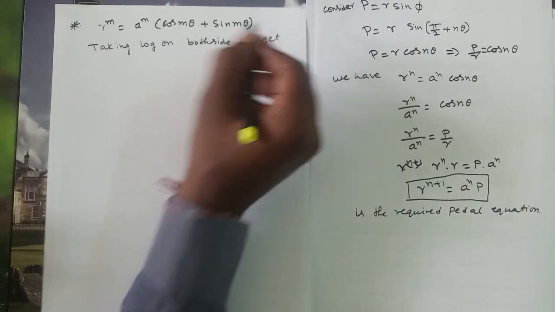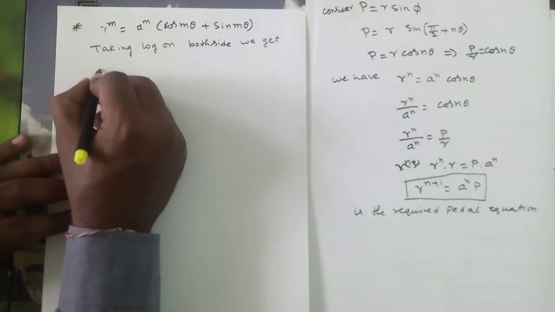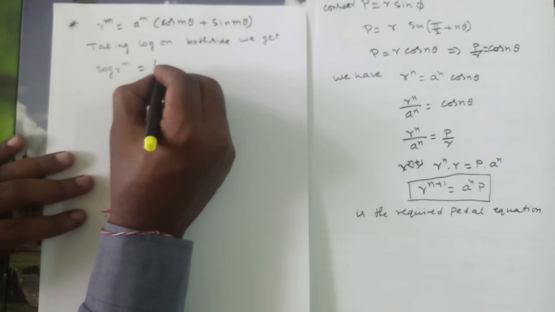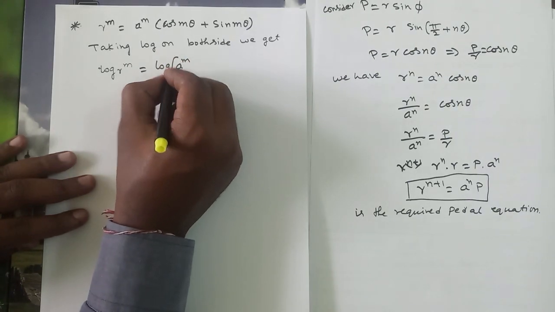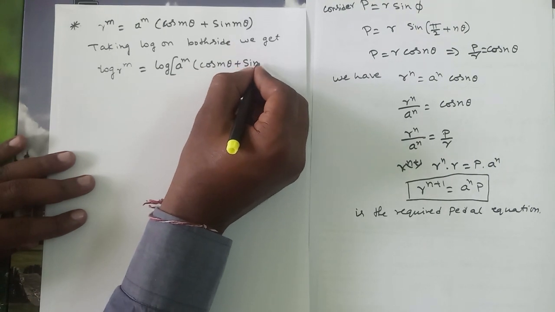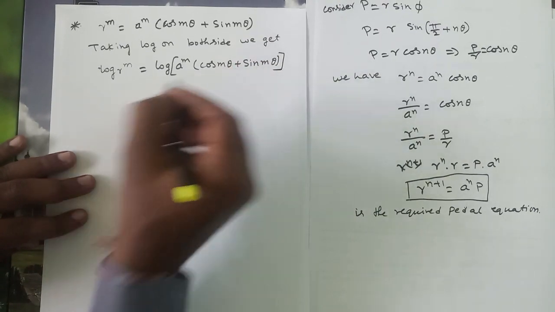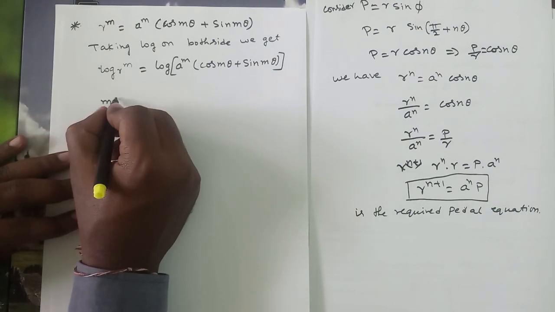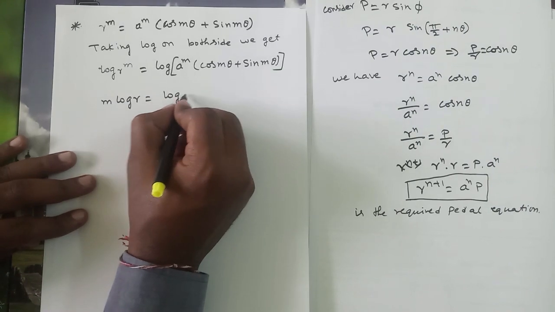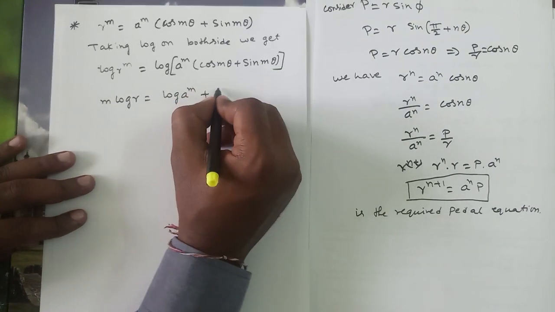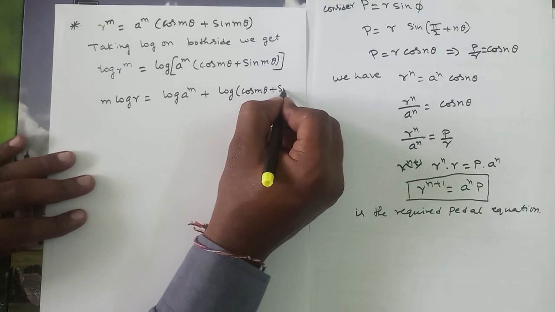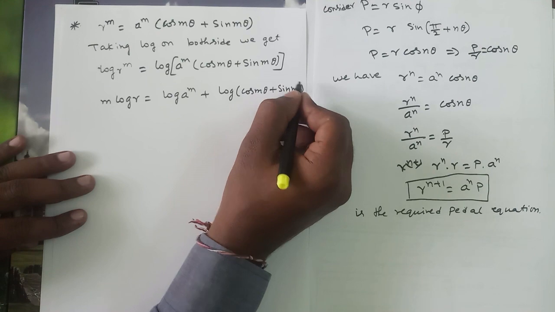we get, here, what do you get? This being log r to the power of m equals log a to the power of m into cos m theta plus sin m theta. So here this can be written as m into log r equals log a to the power of m plus log of cos m theta plus sin m theta.